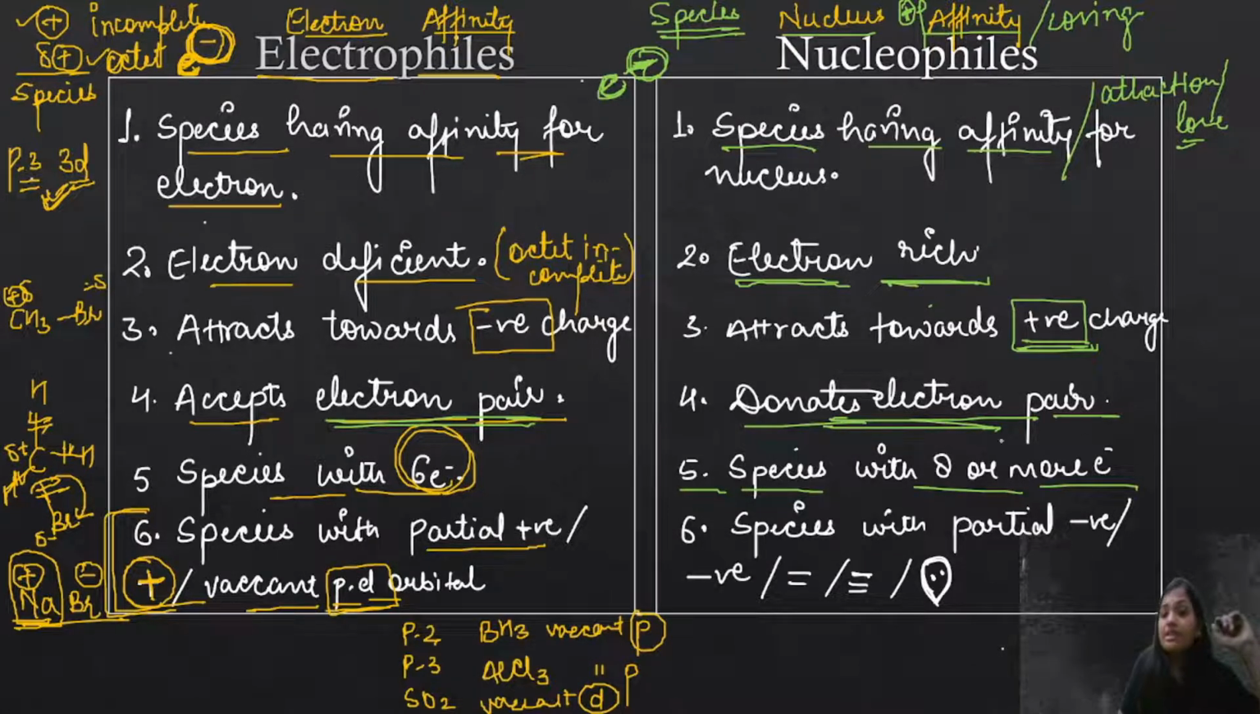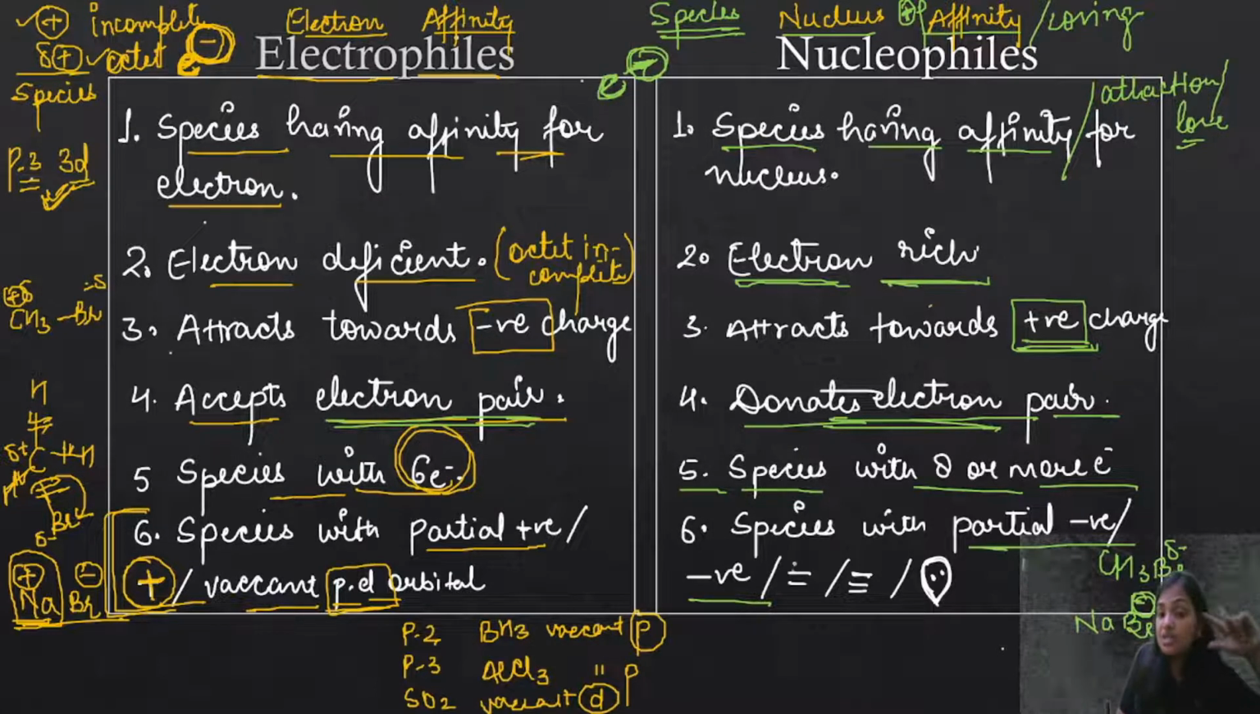These are the species with either a partial negative or a completely negative charge. In the case of the CH3Br example, you can say that this Br has a partial negative charge. This is said to be nucleophilic in nature. If I take the example of NaBr, here Br negative is going to be nucleophilic in nature, as it has a completely negative charge.